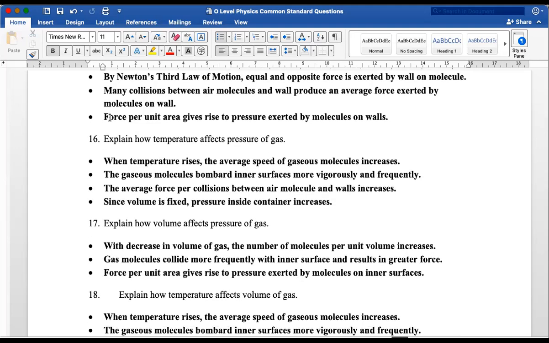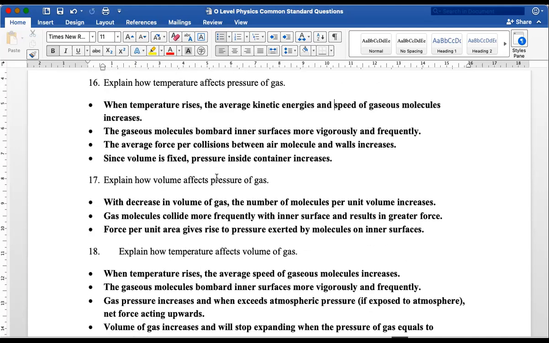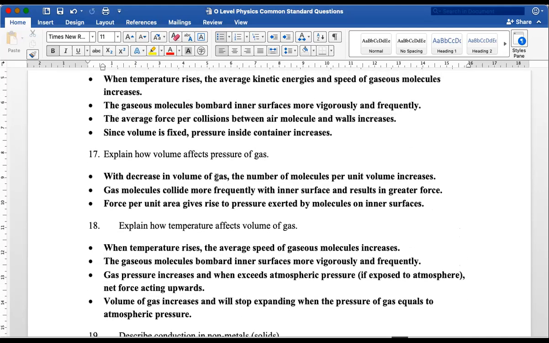Explain how temperature affects the pressure of a gas. When temperature rises, the average speed of gaseous molecules increases. Also, we should mention average kinetic energies and speeds. The gaseous molecules bombard the inner surfaces more vigorously and frequently. The average force per collision between air molecules and walls increases. Since the volume is fixed, the pressure inside the container increases.